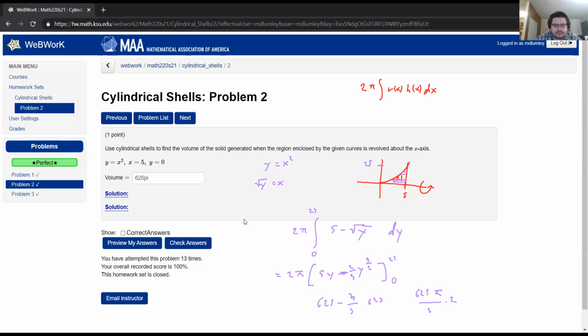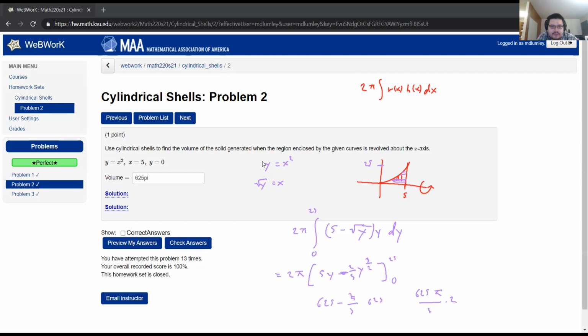Oh, you know what? Yeah, you're right. I forgot the radius. The radius is going to be y. This value is the height. I forgot to put the radius. I'm blanking on such basic things. Okay.